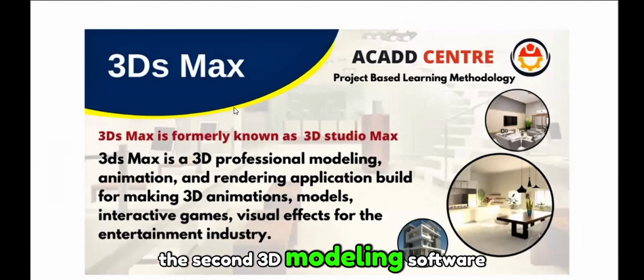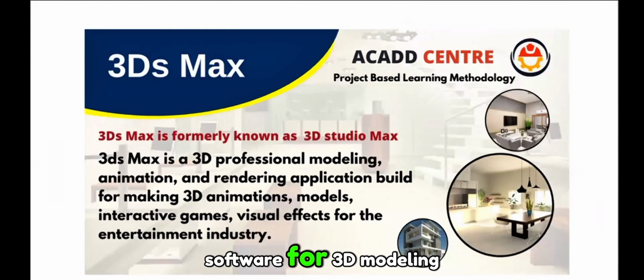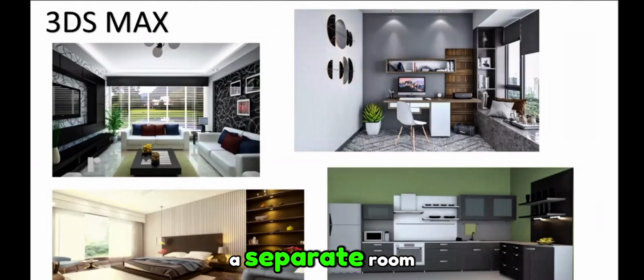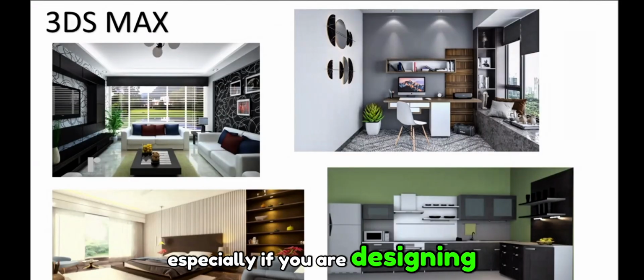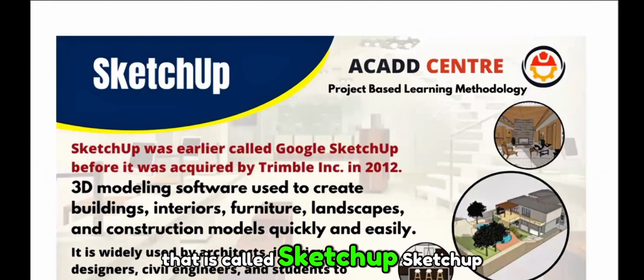The second 3D modeling software is 3ds Max. 3ds means 3D Studio Max. One of the most important software for 3D modeling, especially if you are designing a room separately, one by one, then this is the best software. Each and every small detail we can do in this. Done. Now we'll go for the third 3D modeling software, called SketchUp.